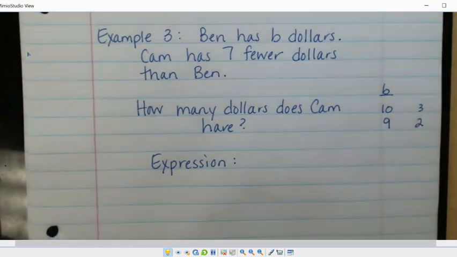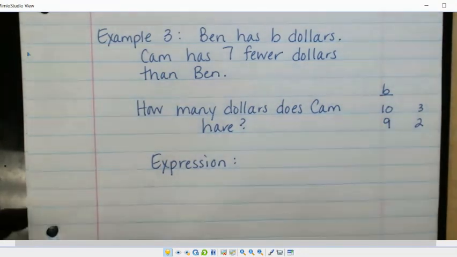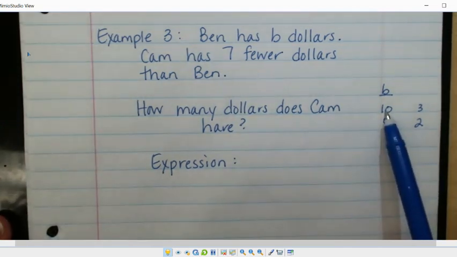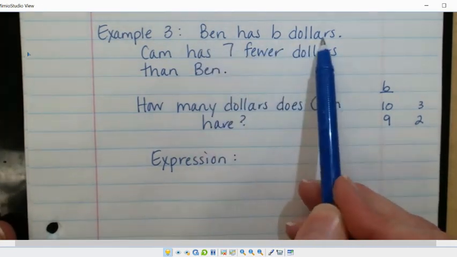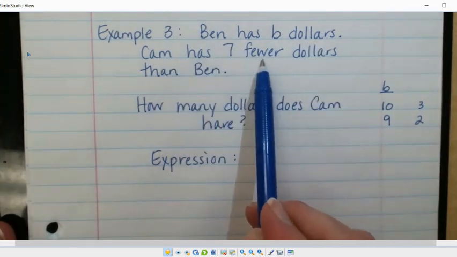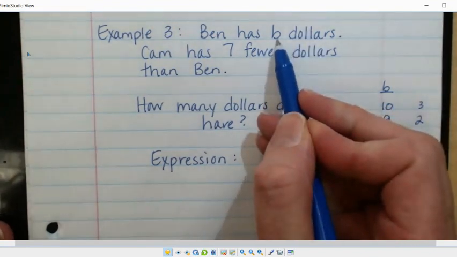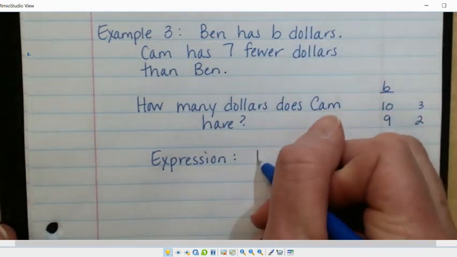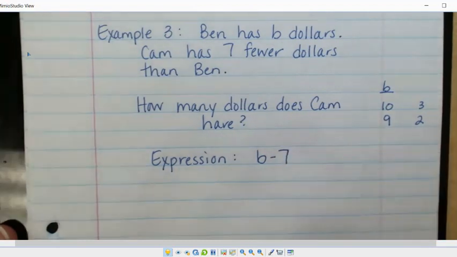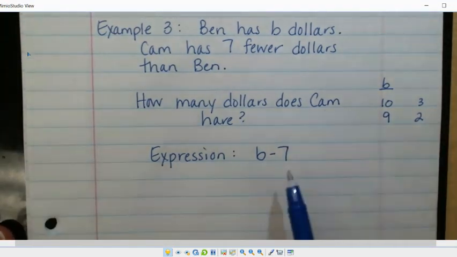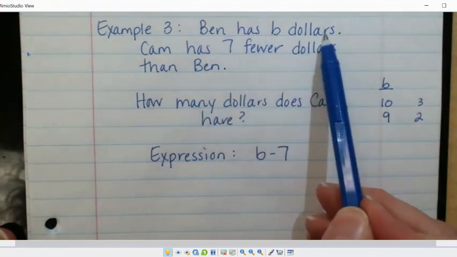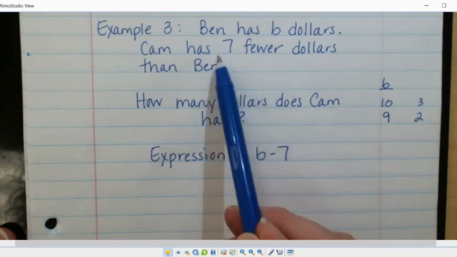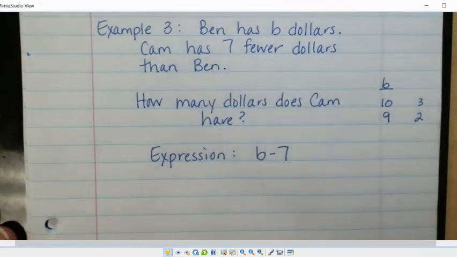So I have to think about what I'm doing there. What am I doing? Well, I'm subtracting, right? I'm going from 10 down to 3 and from 9 down to 2. And Ben here has more dollars, right? Cam is the one that has fewer dollars. So my B for Ben has to come first when I write my subtraction problem. So it has to be B minus 7. I cannot have 7 minus B. It has to be in this order because Ben has B dollars and Cam has 7 fewer dollars.